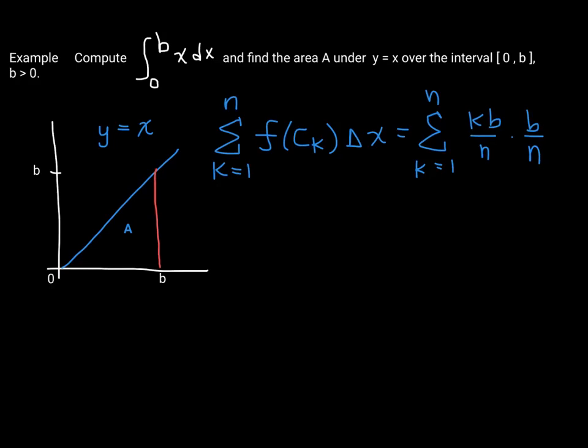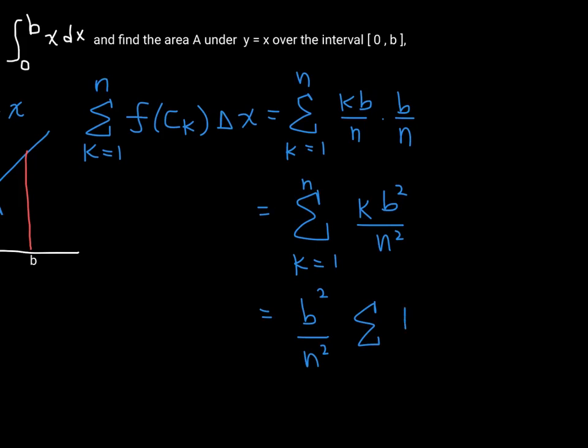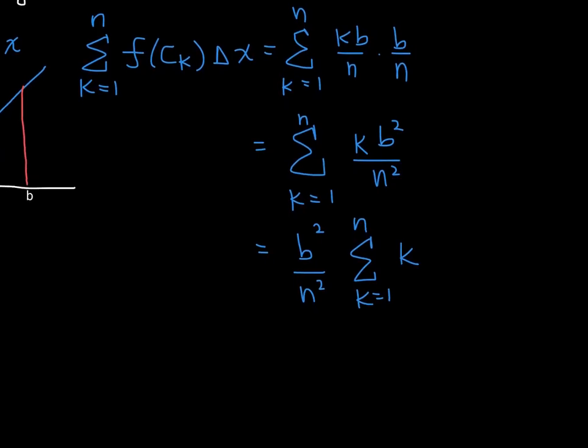Okay, so this is equal to the sum as k goes from 1 to n of k b squared over n squared. Now, k is our index of summation, and this expression, the b squared over n squared, is not dependent on k, so I can pull that out as a constant multiple. So b squared over n squared times the sum of k as k goes from 1 to n. But this is just the sum of the first n integers, right? We can use Gauss's formula here.